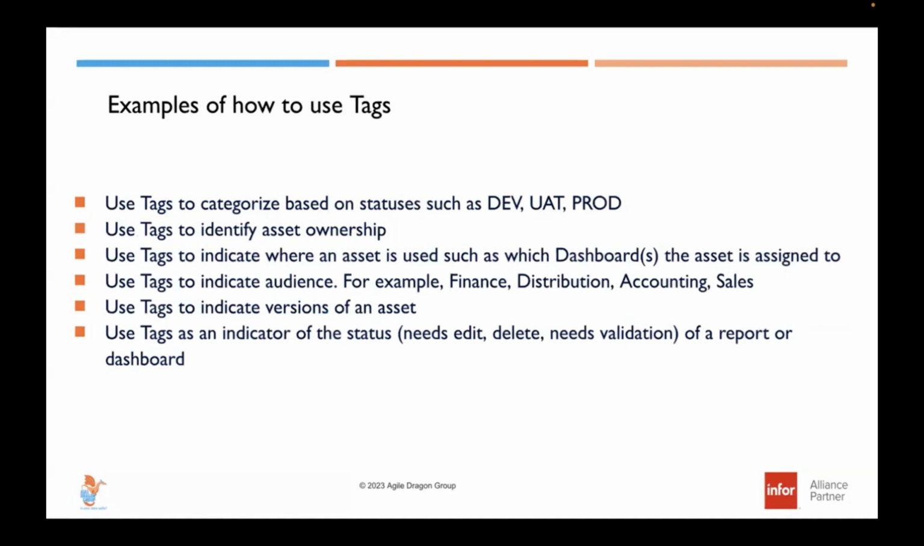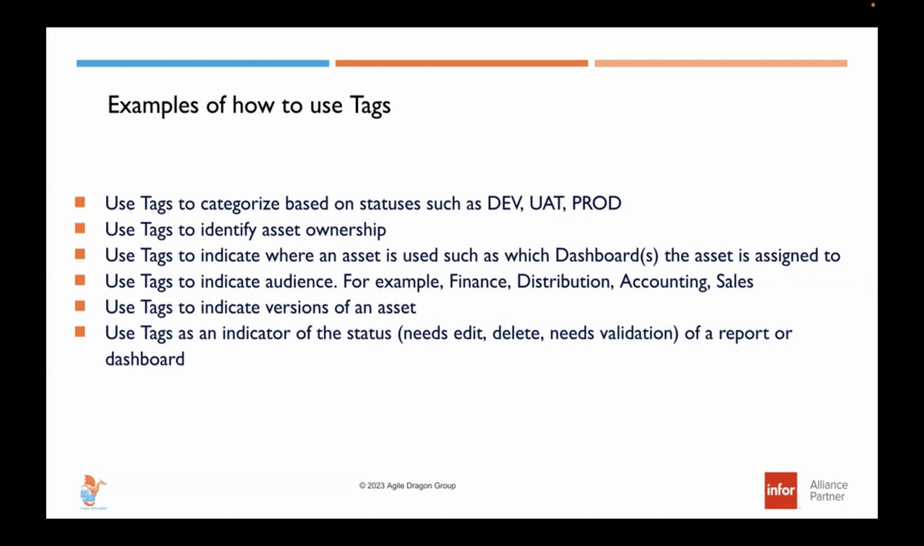For some examples of when you might want to use tags, you could use tags to indicate things such as dev, UAT, and production. That way you would know that your asset is sitting in a development phase or a production phase. You might want to use tags to identify asset ownership. You could use tags to indicate which assets are on a particular dashboard. You might use tags to indicate who should be looking at this asset, for example, finance versus accounting versus distribution.